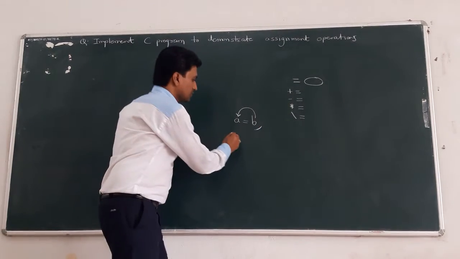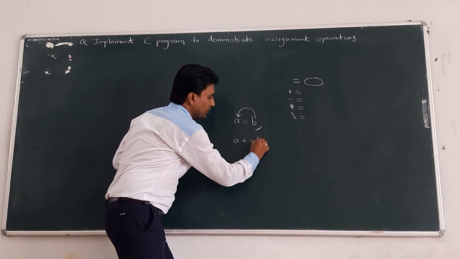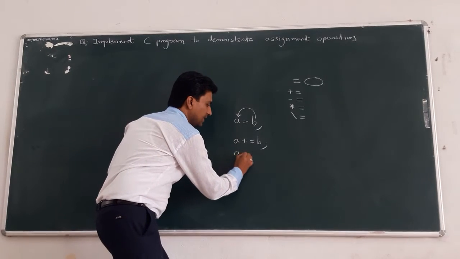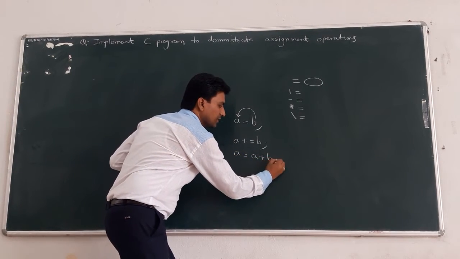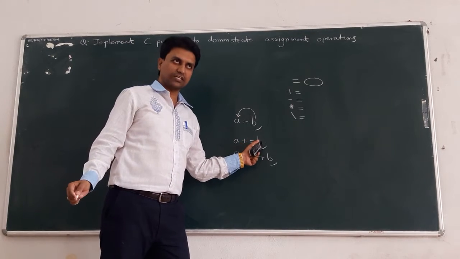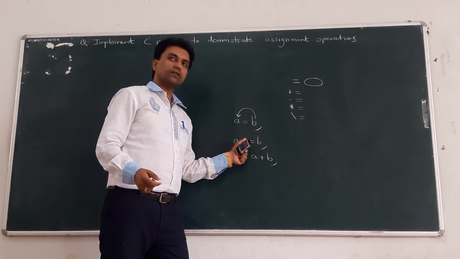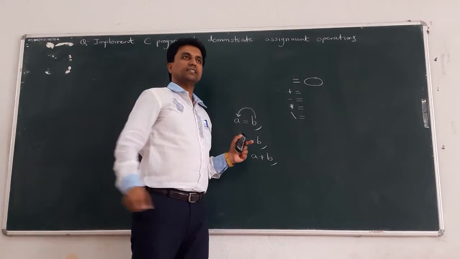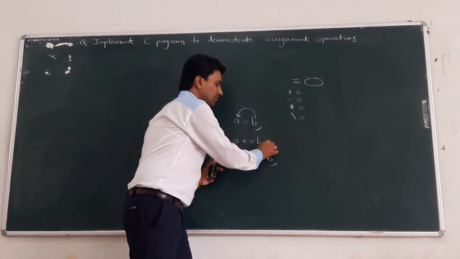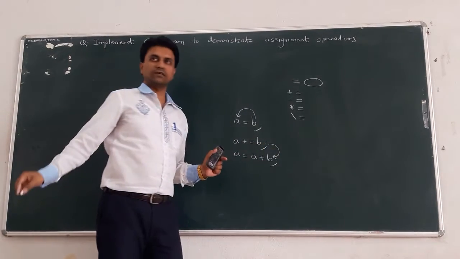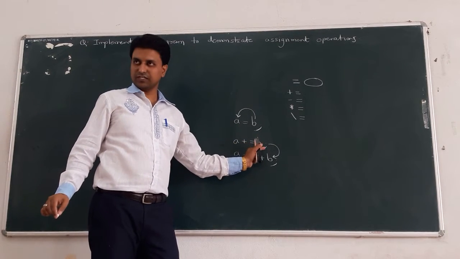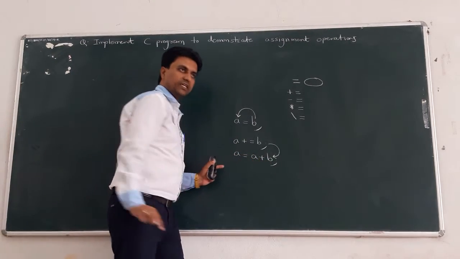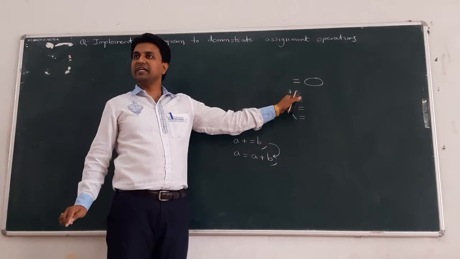Next is plus equal to. Suppose a plus equal to b, what does it mean? The meaning of this operator is a is equal to a plus b. This is called shorthand notation. Clear? The compiler does not know the meaning of shorthand notation. For that purpose, we have to expand this statement, and this work is done by the preprocessor. Clear? Expansion of shorthand notation. So this is the shorthand notation, and it is expanded into a is equal to a plus b. This is also an assignment operator.